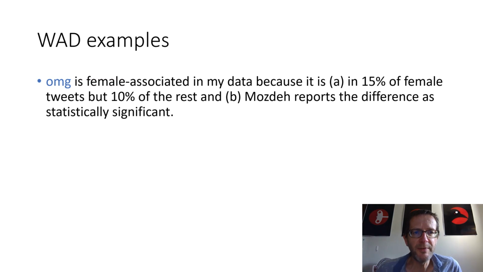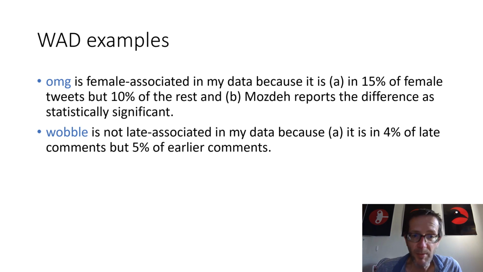So some examples. In one of my data sets, OMG is female associated, and that's because it occurs in 15% of the female tweets, but only 10% of the rest. So it's in a higher proportion of the female tweets than the non-female tweets. And Mojday reports that this difference is statistically significant. So the difference between the 15% and the 10% is statistically significant. So that would be a female association term for these two reasons.